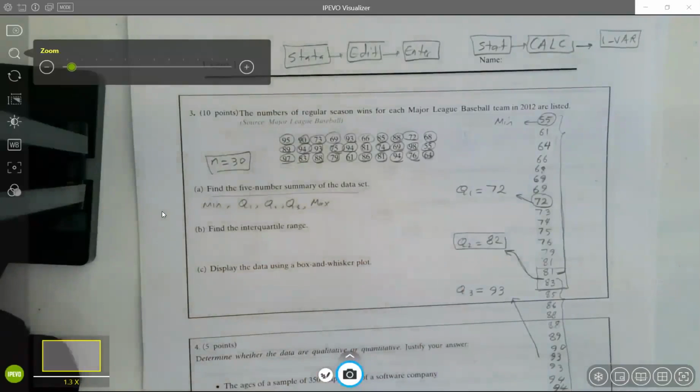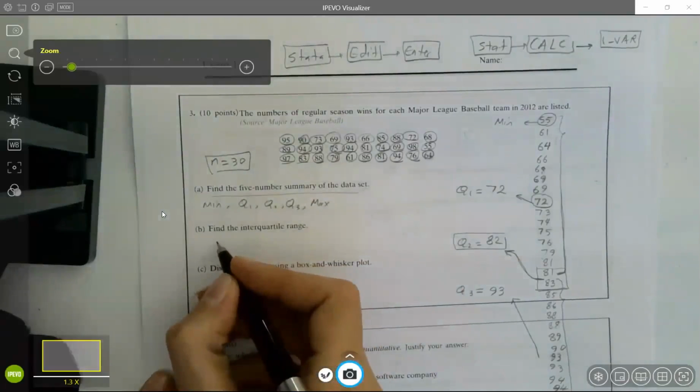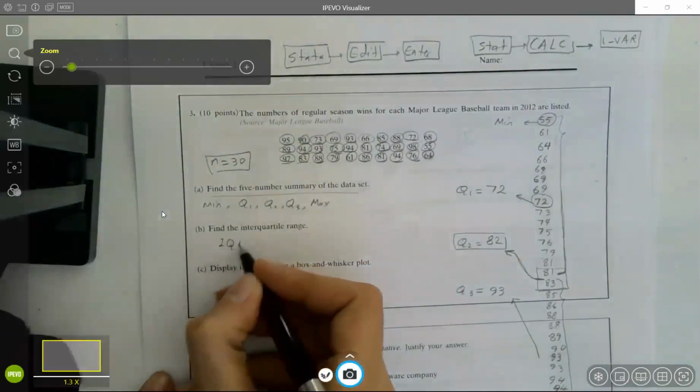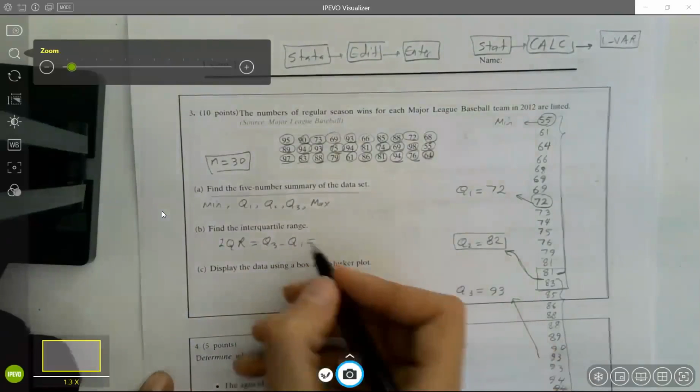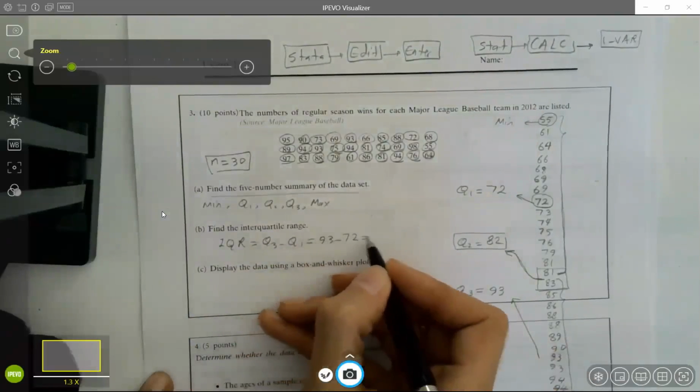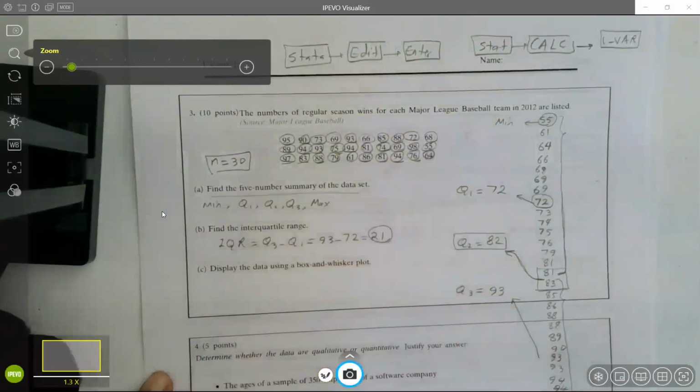Question says find the interquartile range. It's different from the range of the data. Interquartile range is Q3 minus Q1, which is 93 minus 72, or equals 21.